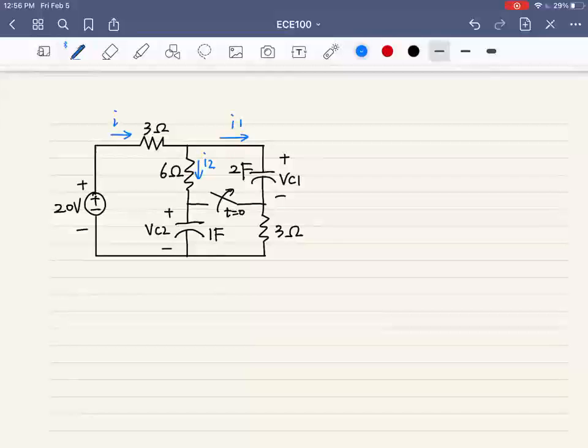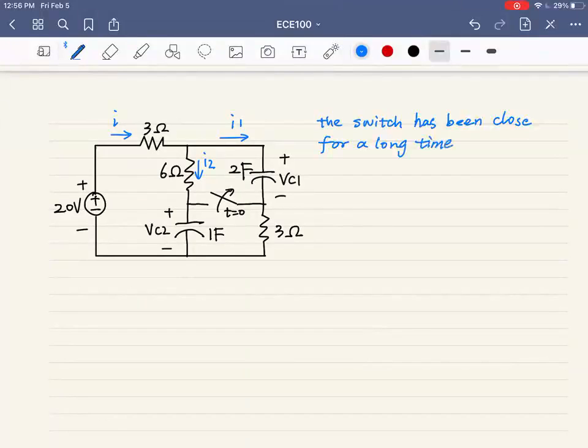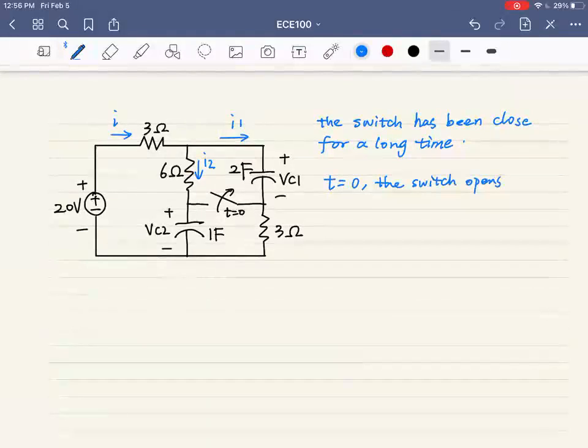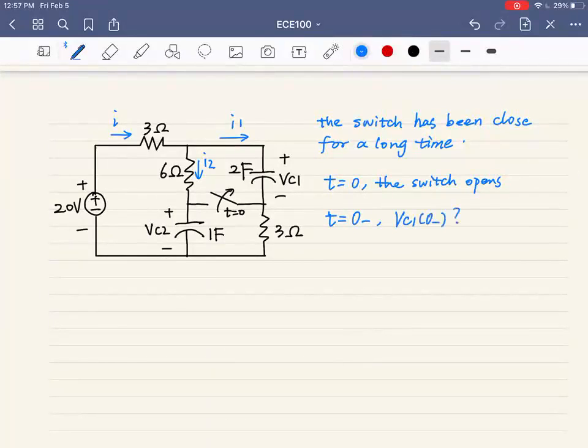Okay, at the beginning, the switch is closed for a long time. And when t equals 0, the switch opens. Now I want to ask, during the instant right before the switch opens, what is VCE? What is VC1? What is VC2? And what is I1 and I2?